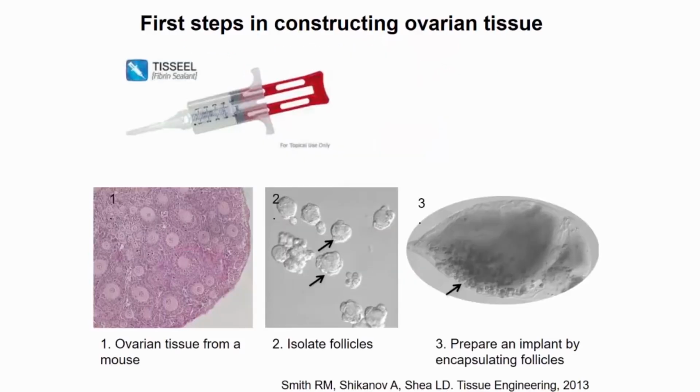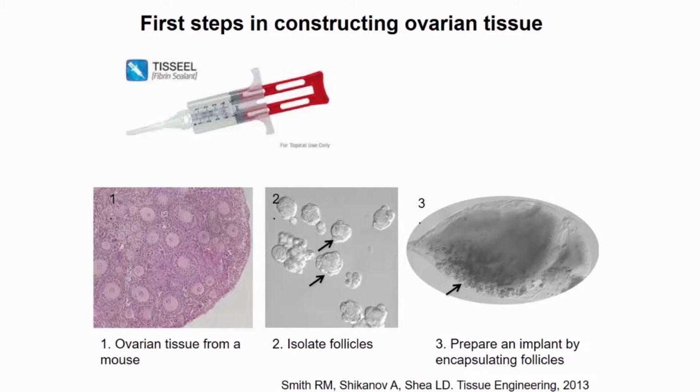So the first matrix that we used was fibrin, right? If you think about it, a blood clot is a translational material. You can just use it. It's used as surgical glue. So we would take an ovary, clean it out as much as possible from all the potentially contaminating cells, and we would just have primordial and primary follicles, and then we would put them in a matrix.